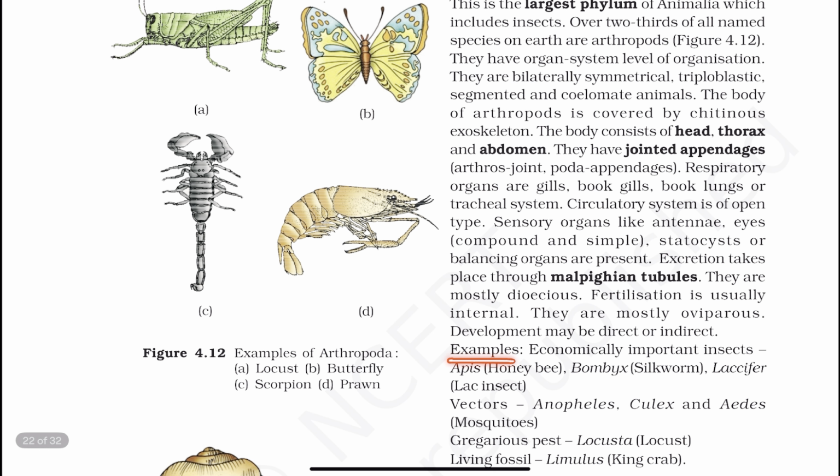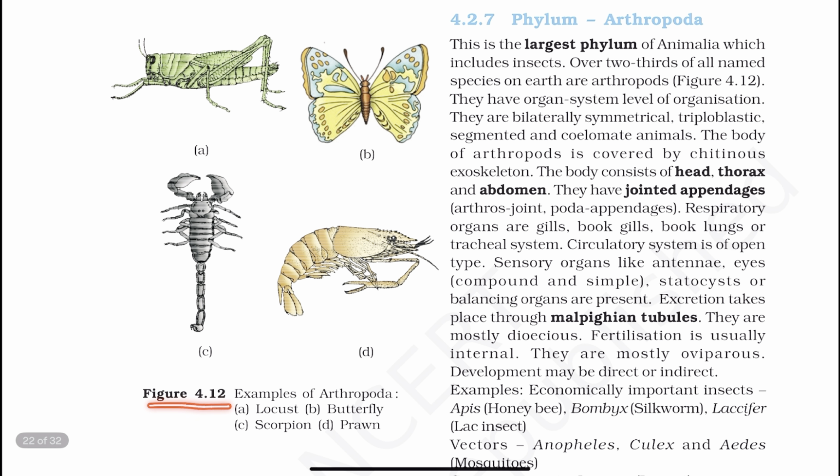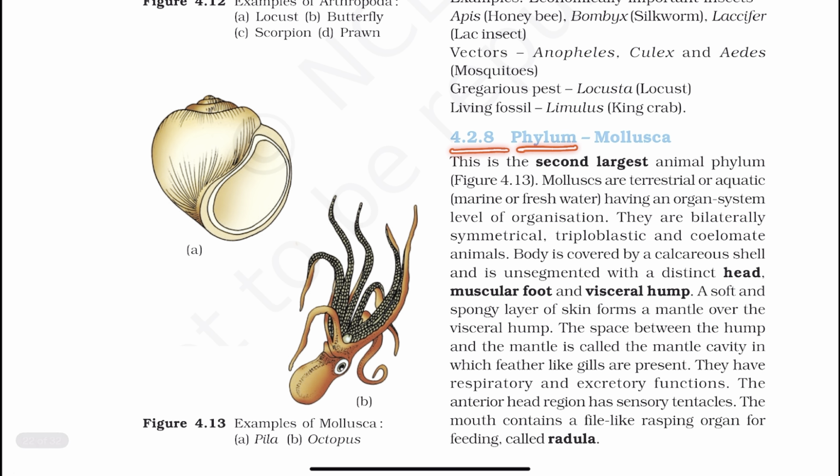Examples: Economically important insects: Apis, honeybee; Bombyx, silkworm; Laccifer, lac insect. Vectors: Anopheles, Culex, and Aedes mosquitoes. Gregarious pest: Locusta, locust. Living fossil: Limulus, king crab. Figure 4.12 Examples of Arthropoda. A. Locust. B. Butterfly. C. Scorpion. And D. Prawn. 4.2.8 Phylum Mollusca.